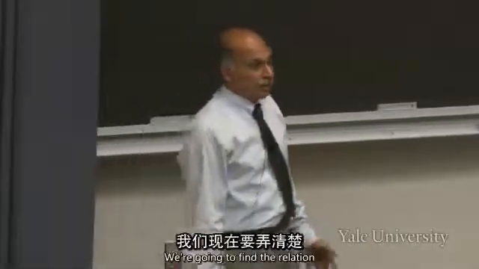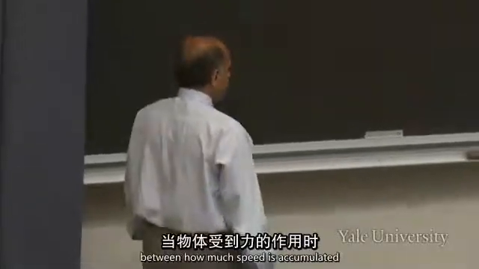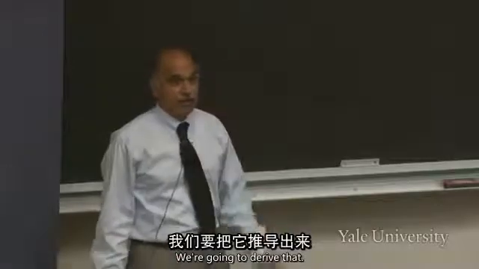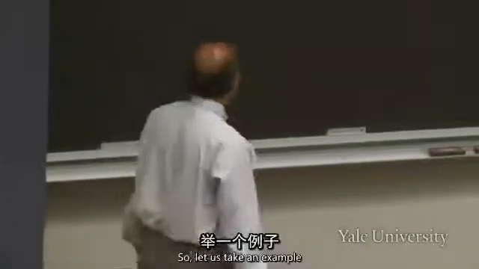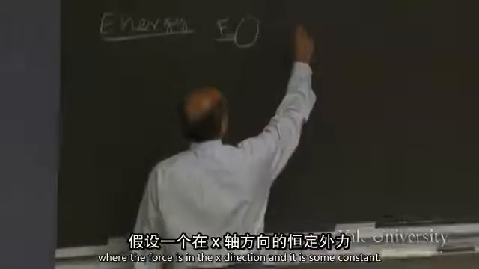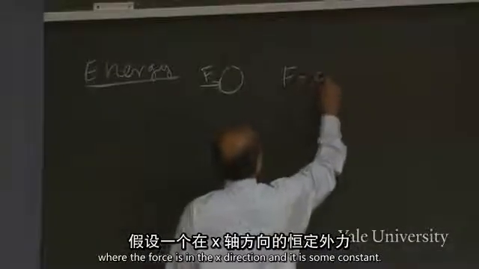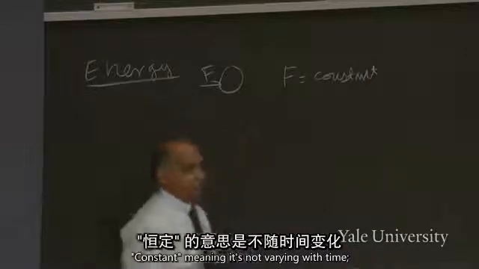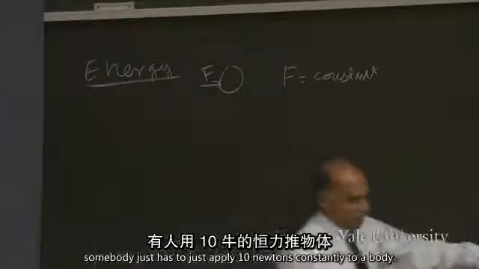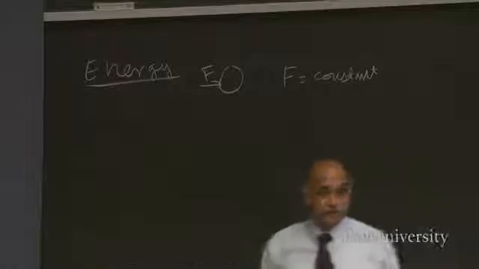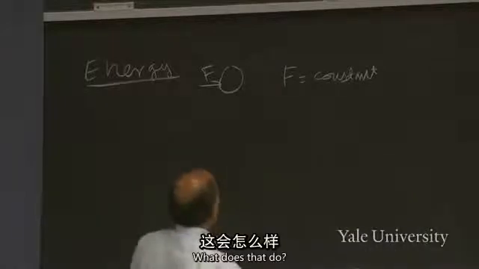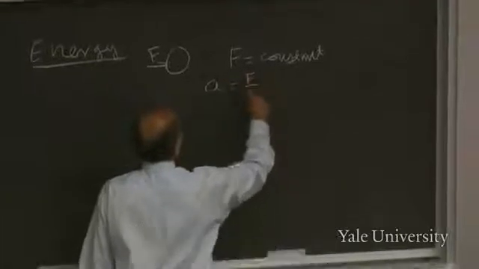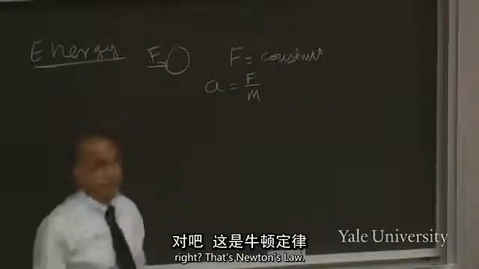That we know. We're going to find a relation between how much speed is accumulated when a force acts on a body. We're going to derive that. So let us take an example where the force is in the x direction and it's some constant. Constant meaning it's not varying with time. Somebody decides to just apply 10 newtons constantly to a body. What does that do? That produces an acceleration, which is F over m. Right? That's Newton's law.